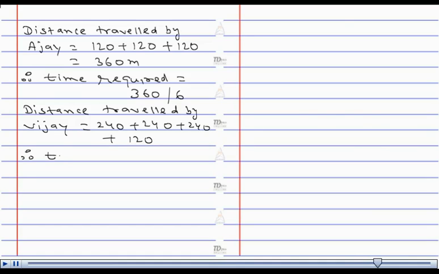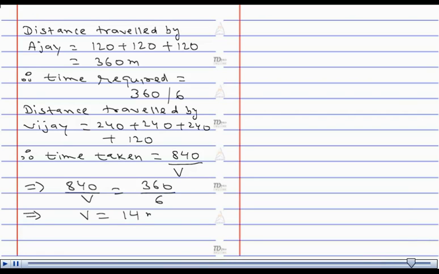Therefore, time taken is equal to 840 divided by the speed of Vijay, suppose V. This implies 840 by V is equal to 360 by 6, because the time required by both will be the same. This implies V is equal to 14 meters per second, which is the required answer. Hence option is second. Thank you.